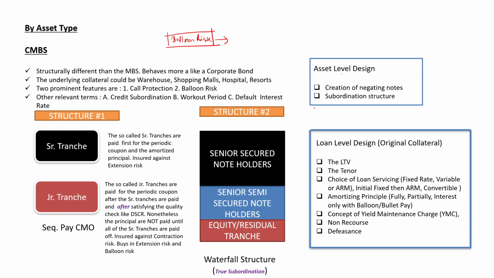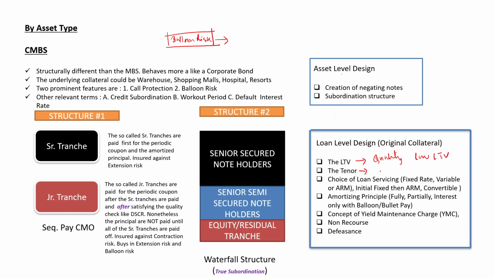Now, the same level of protection exists in the CMBS structure as that of the RMBS structure. That is, there is a redesigning that happens at the asset level, and at the loan level, the concept is, as I have mentioned, that a high quality loan with a low loan LTV would mean that this becomes a high quality loan. So lower the LTV is preferable, all else equal.